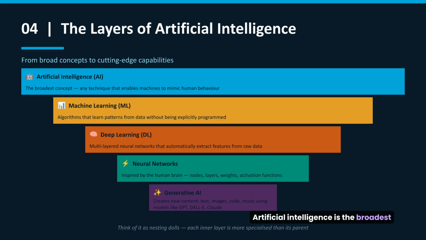AI consists of layers, like nesting dolls. Artificial intelligence is the broadest concept. Machine learning is a subset of AI, using algorithms to learn patterns. Deep learning, a subset of ML, uses multi-layered neural networks. Finally, generative AI, or Gen AI, creates new content using models like GPT and DALL-E.